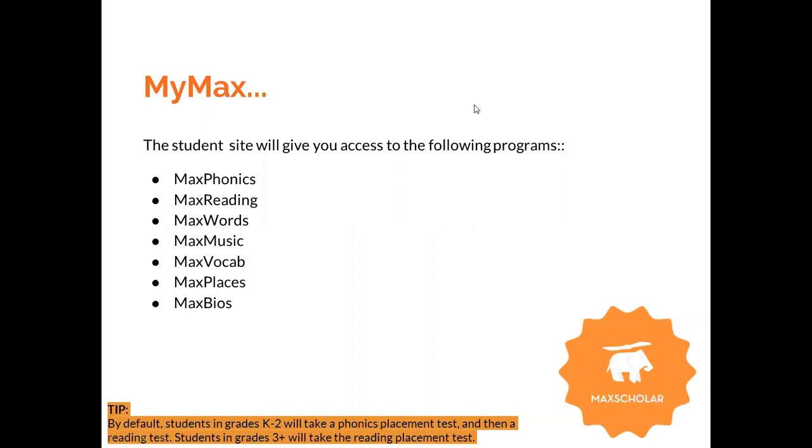But students will have some limitations. By default, if you see the tip at the bottom of my screen, students in grades K through 2 will take a phonics placement test and then a reading test. Students in grades 3 or higher will take just the reading placement test. And once those results are in, the system will automatically use those results to adjust which levels or which modules or which programs the students need to be on.